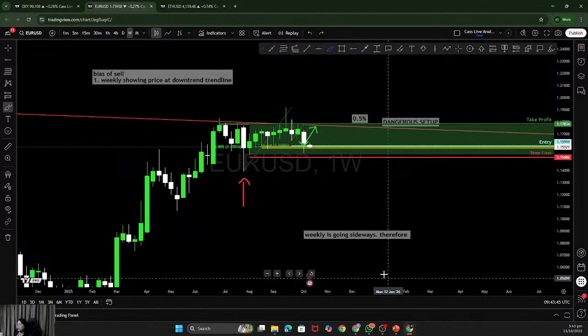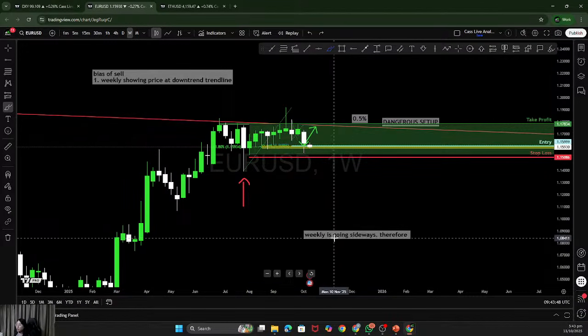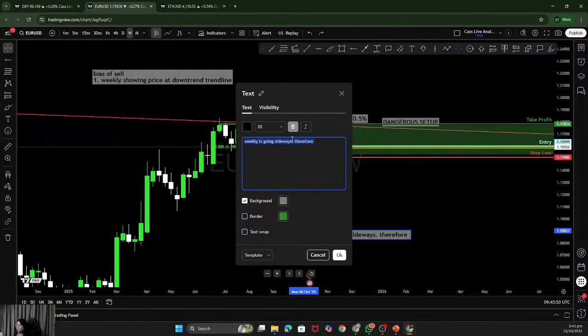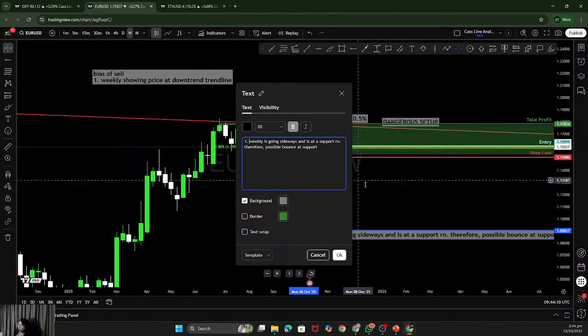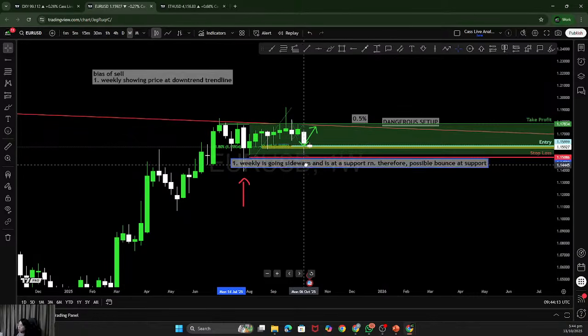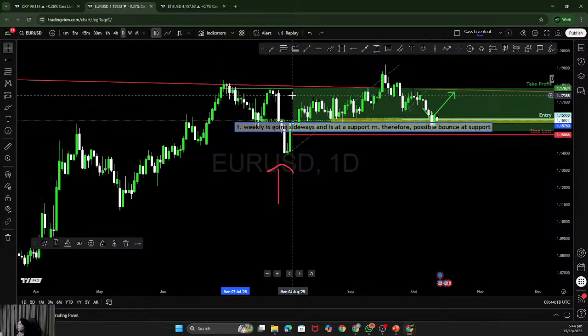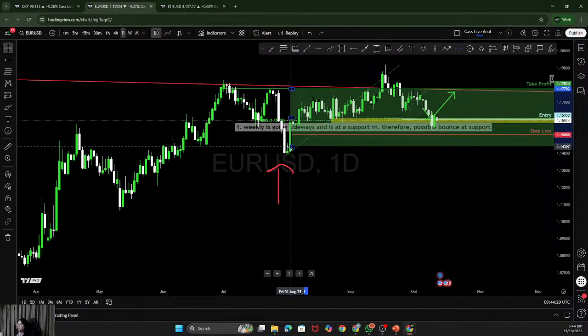So right now, the first information that we have is that weekly it's going sideways. Therefore, wait, sorry. It's at a support right now. Therefore, possible bounce at support. Okay, so that's our first data that we have collected. I'm gonna put this here and then I'm gonna move down to the time frame. Okay, let's see what else we can collect. I'm gonna get rid of this box. You get my point, right? You guys get my point?